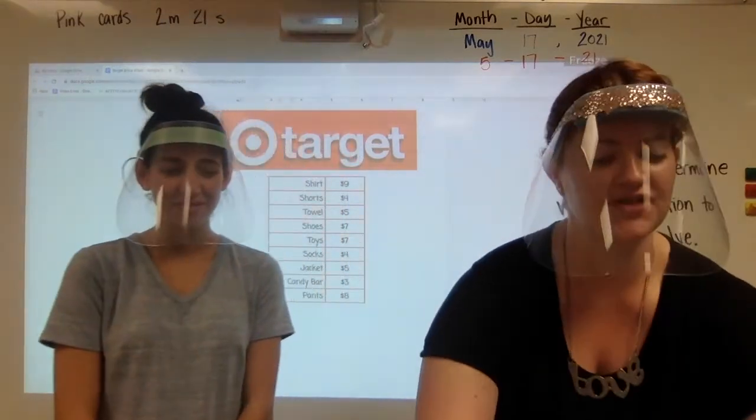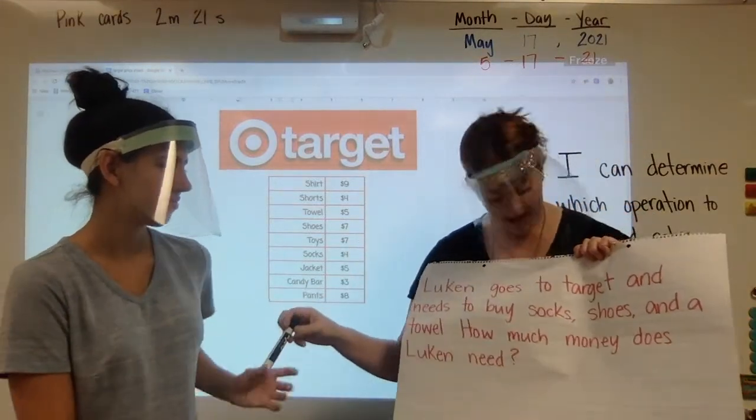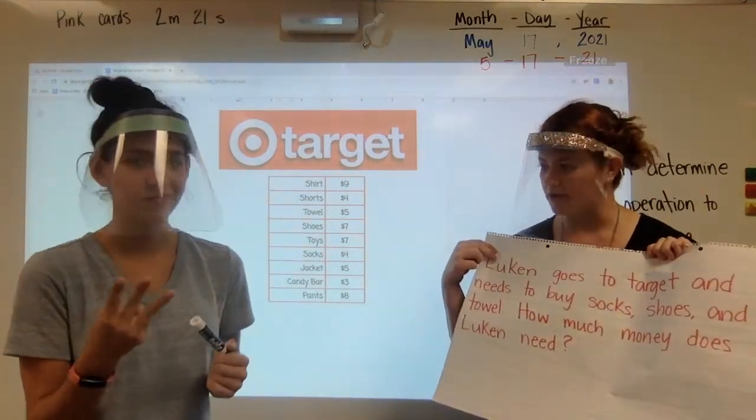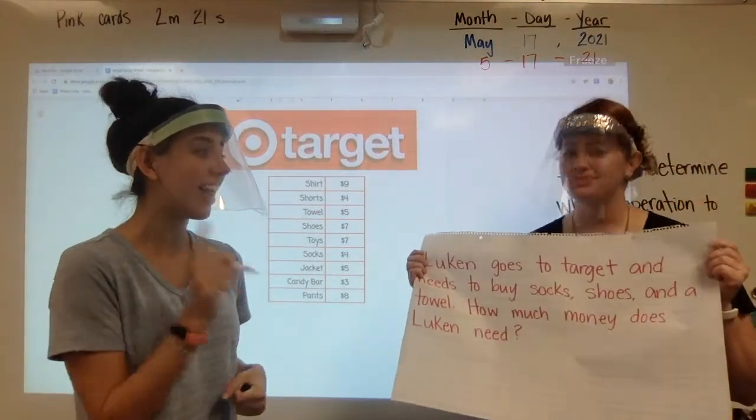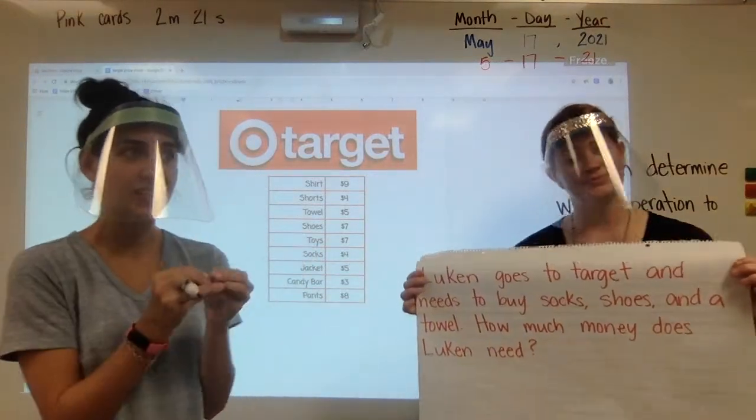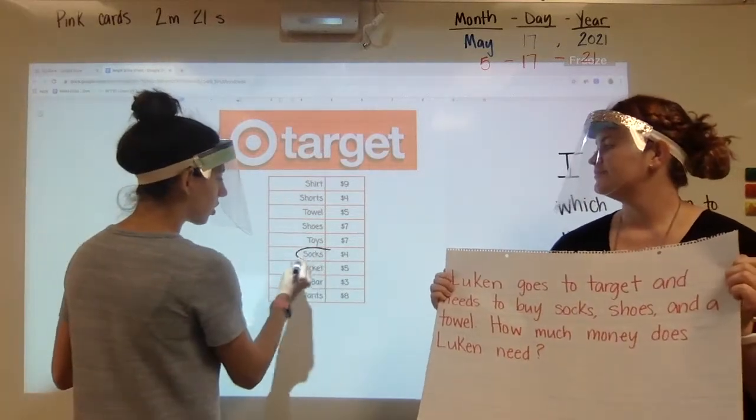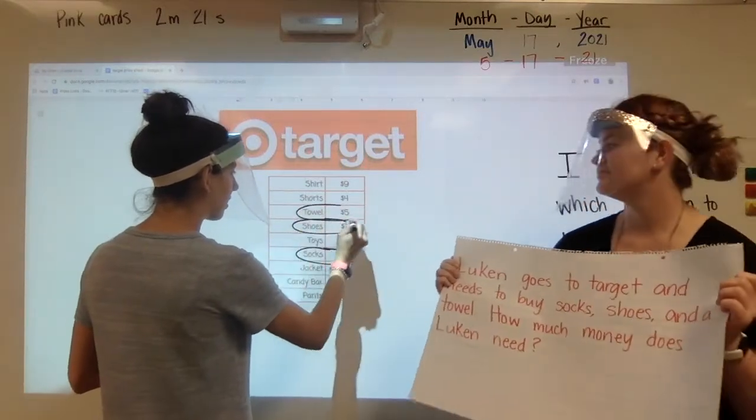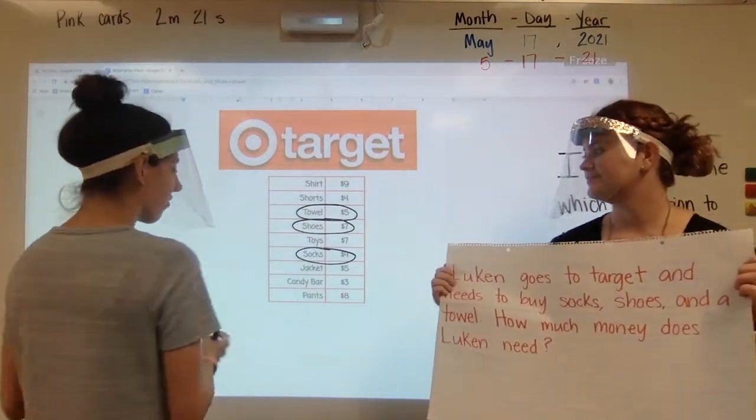We do. Our first friend is Lucan. Lucan went to Target and he needs to buy socks, shoes, and a towel. So how much money does Lucan need? Ooh, I'm noticing that keyword "and" in there, Miss Lime. I know when it says "and," it means we're going to be combining things together, or adding. So first I need to figure out how much socks and shoes and a towel are, and then I'm going to have to combine or add all of these amounts together.